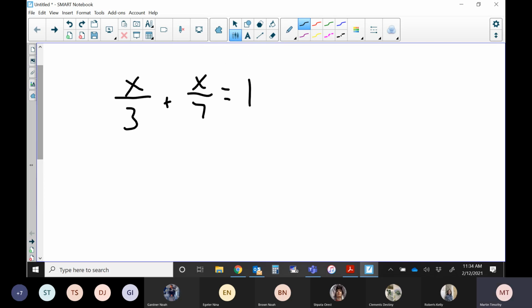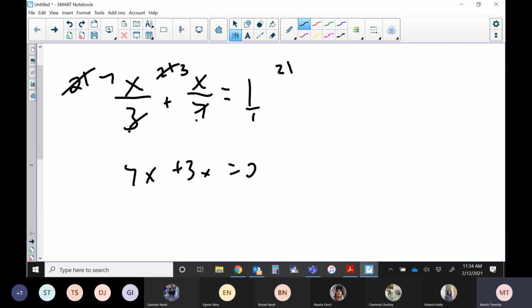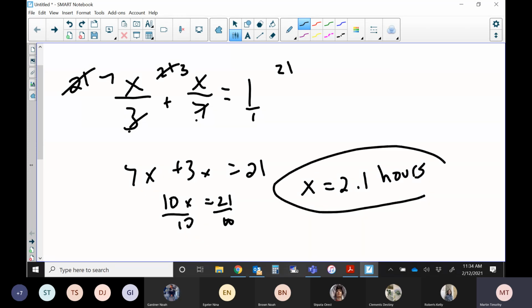Your common denominator, because it's an equal sign, so I can multiply everything by one number, is 21. That's the least common multiple between 3 and 7 and technically 1. This cancels out, turns to a 7. This cancels out, turns to a 3. And then you end up with 7x plus 3x equals 21. 10x equals 21, divided by 10, divided by 10. X equals 2.1 hours. And that would be the final question of the review.